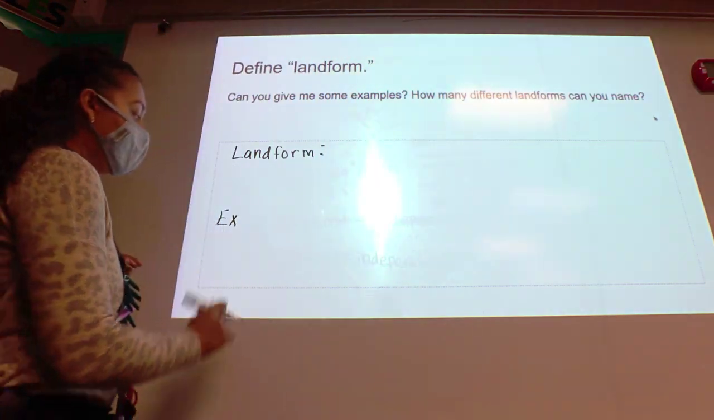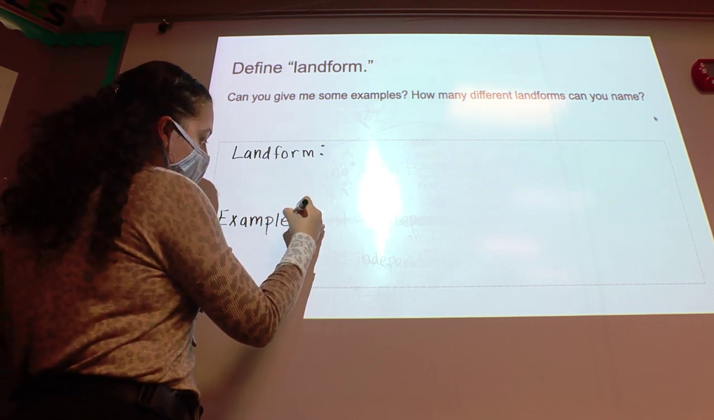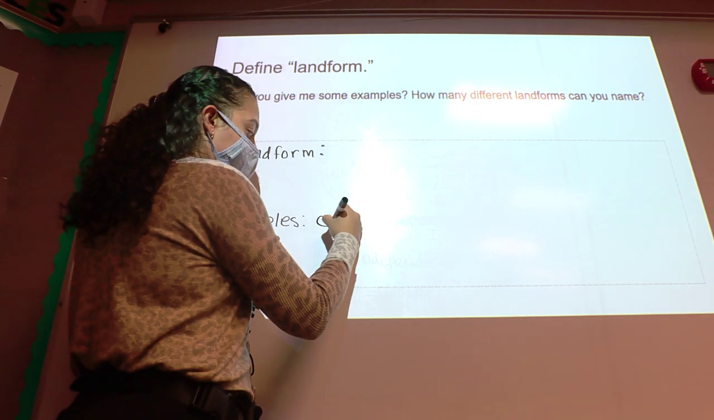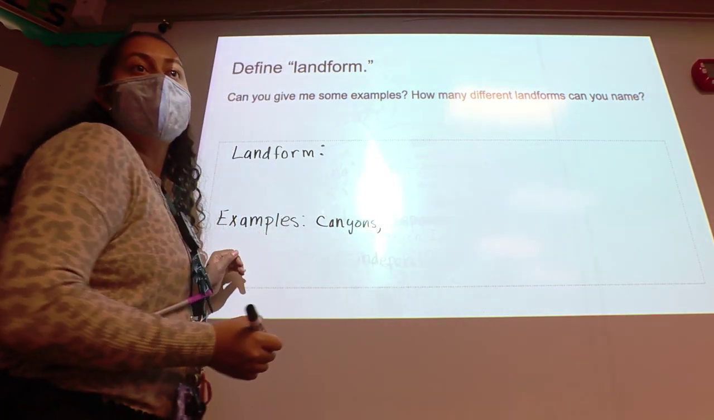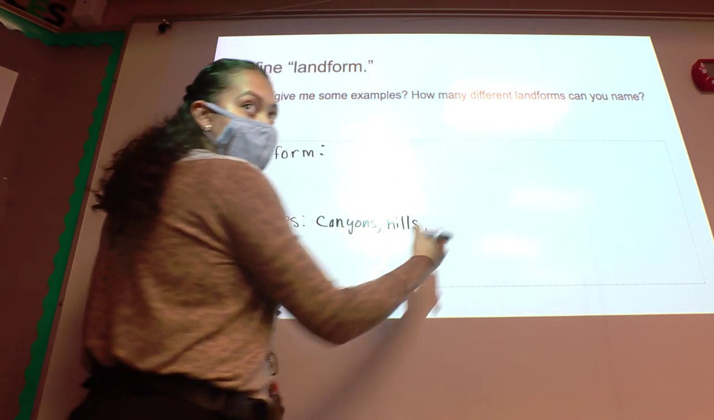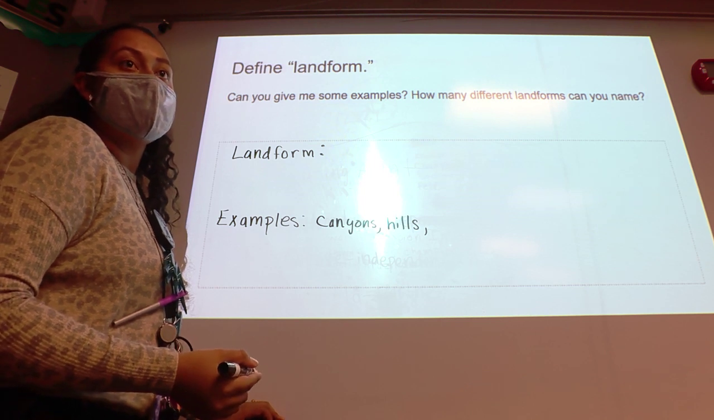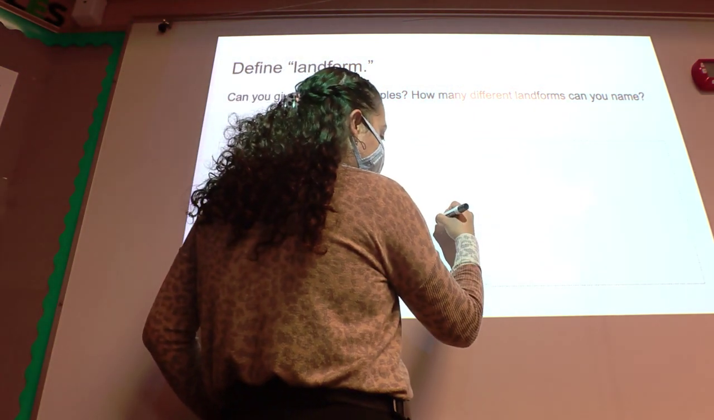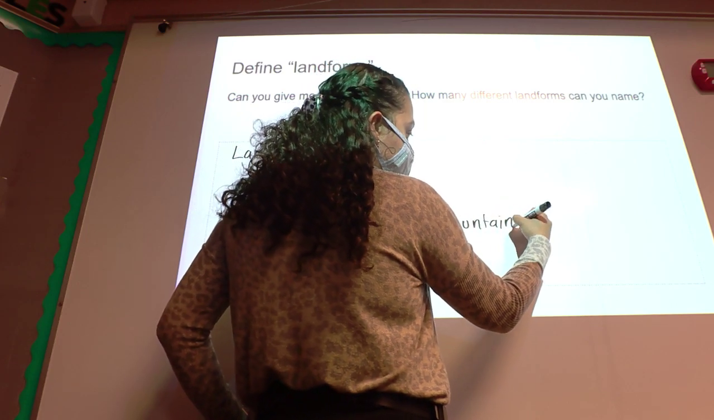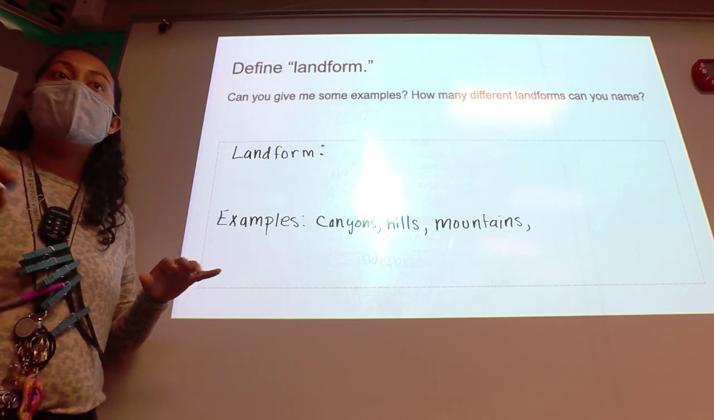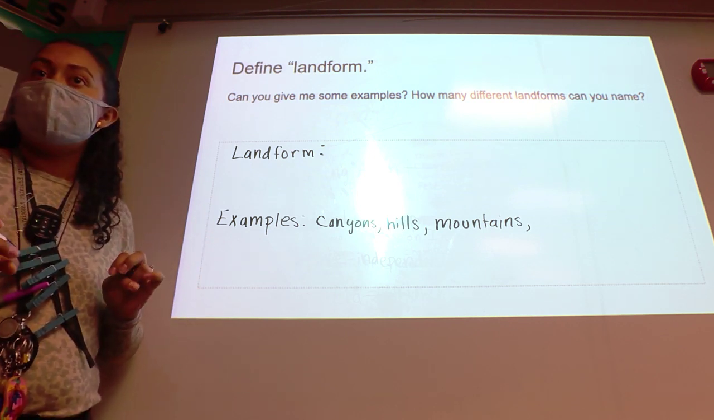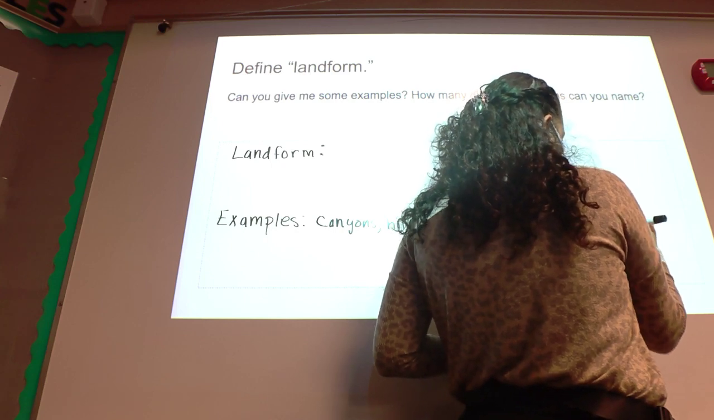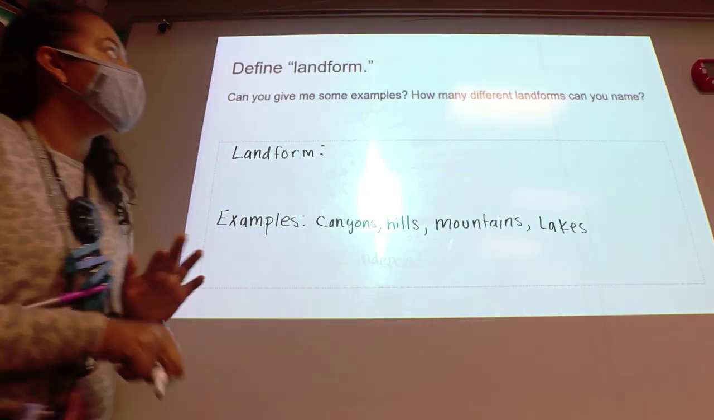There we go. Okay, so examples. If we want to do examples first, let's do that then. What are some examples? Raise your hand. Ledger? Canyons, hills, continent, mountains. Type it in. Lakes, oceans, and bodies of water. Okay, lakes. We're not going to go with oceans.